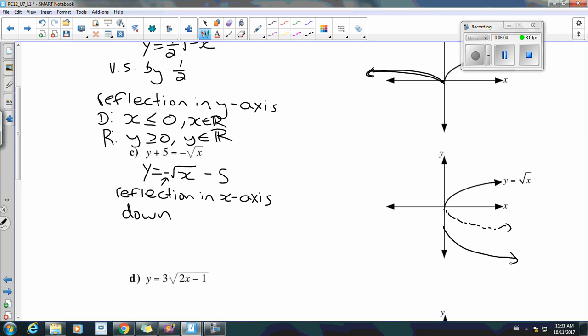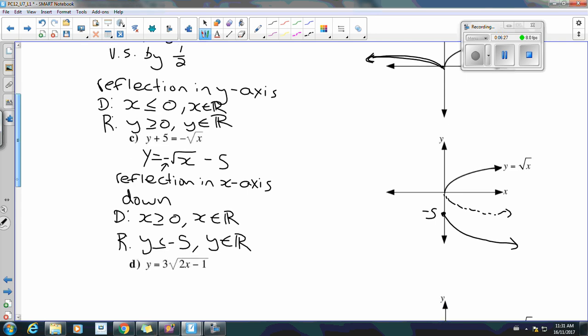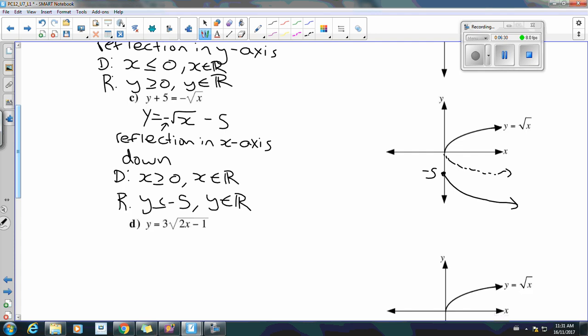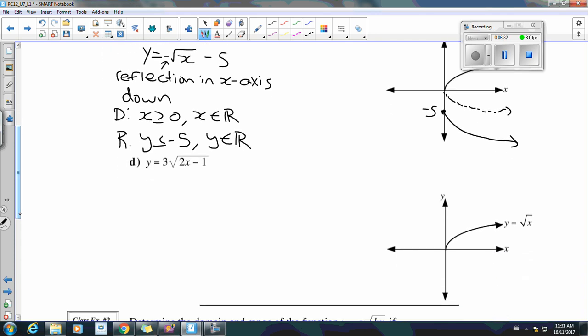So this is where my final one ends up. And this would be at -5. So in this case, the domain has stayed the same, but the range is now less than or equal to -5 because it's moved down 5. So the stretches don't change the domain and range. The reflections change the sign of the domain and range. The translations are what change the number of the domain and range.